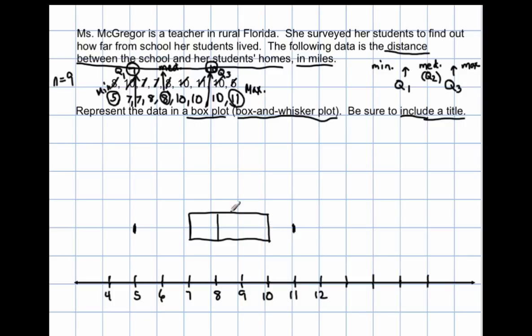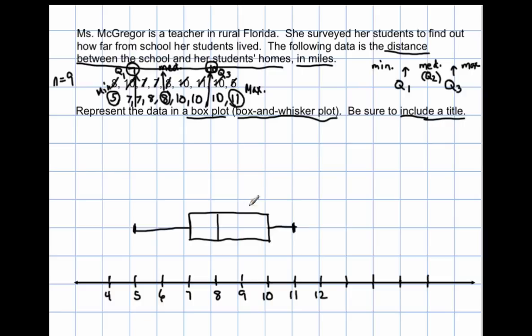And as you can see, that's now created a box. And then I'd extend the line from the first quartile to the minimum, or the minimum to the first quartile, and then the third quartile to the maximum would also get a line. And these are what we call the whiskers. So here's your box, and here are the whiskers.